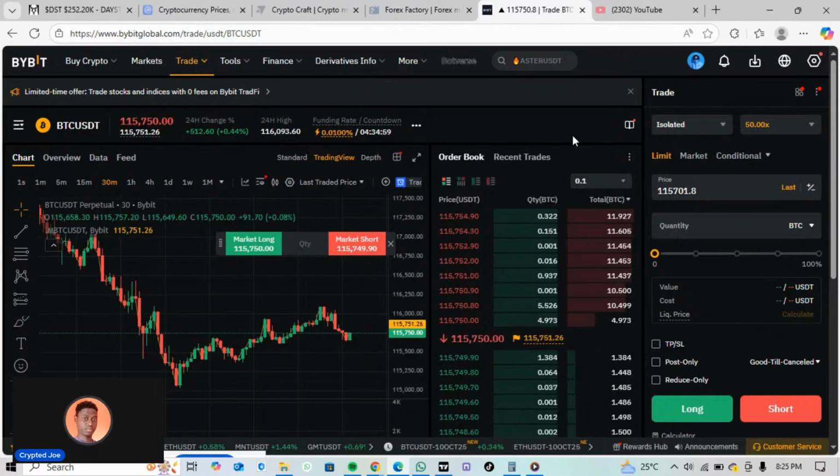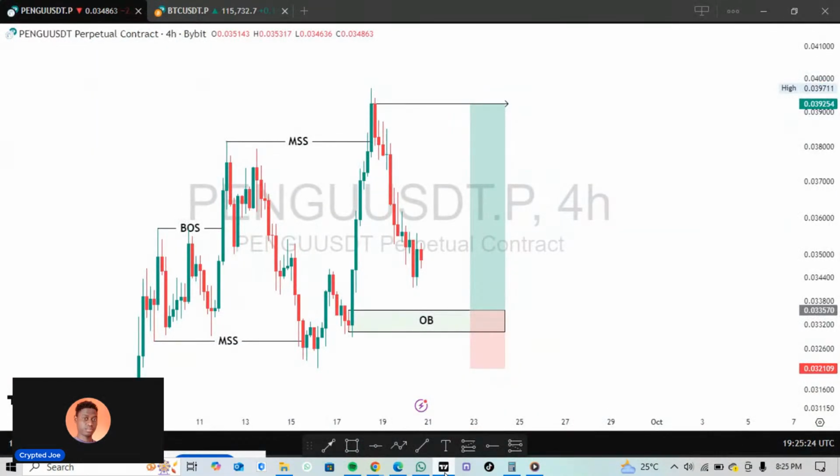So 5% of a $5 account will give you 0.25. So I'm going to be risking 0.25 on this particular trade, this Pengu USDT. That's what I'm going to be risking on the trade. You understand? Since I've chosen 5% of my account, I'm going to be risking that 5% on all of the trades I take on this $5 account.